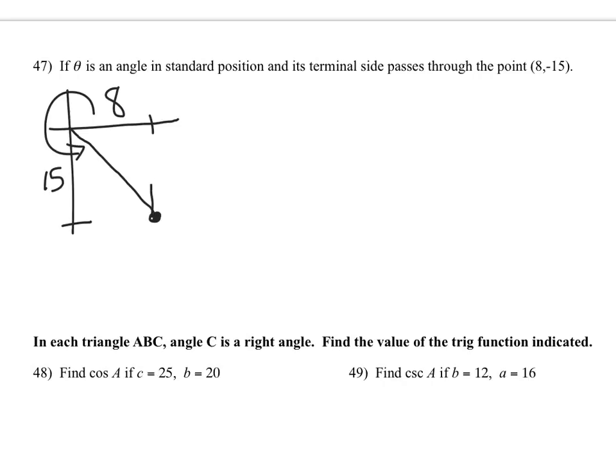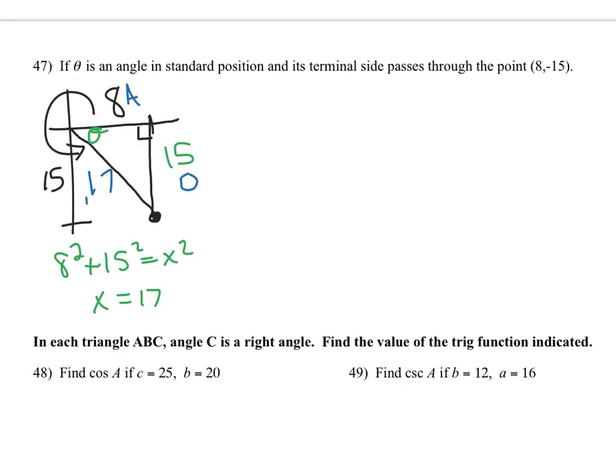Then we drop the altitude to the x-axis. This is our right angle now. So theta is always here with the x-axis and the angle. I labeled my 8 and my 15 there, but the 15 should be here. 8, 15, you do the Pythagorean theorem. 8 squared plus 15 squared equals whatever it is. x winds up being 17, doing all the math. So this is our opposite, adjacent, hypotenuse.